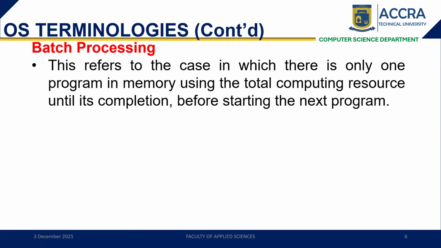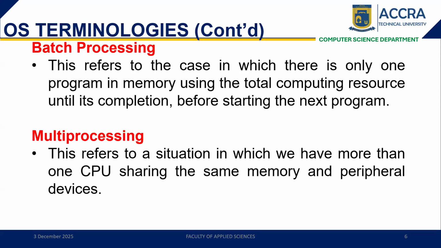There's another term that is called batch processing. And the moment you hear batch, it means that you have multiple processes and one has to come after the other. That is it. So in a case where there's only one program in memory, using the total computing resources until completion before the next program. So there's a particular process that is going on. Until that is done, the OS doesn't allow another process to come in. So the processing is more or less done in batches, different categories that are done one by one in that particular order.